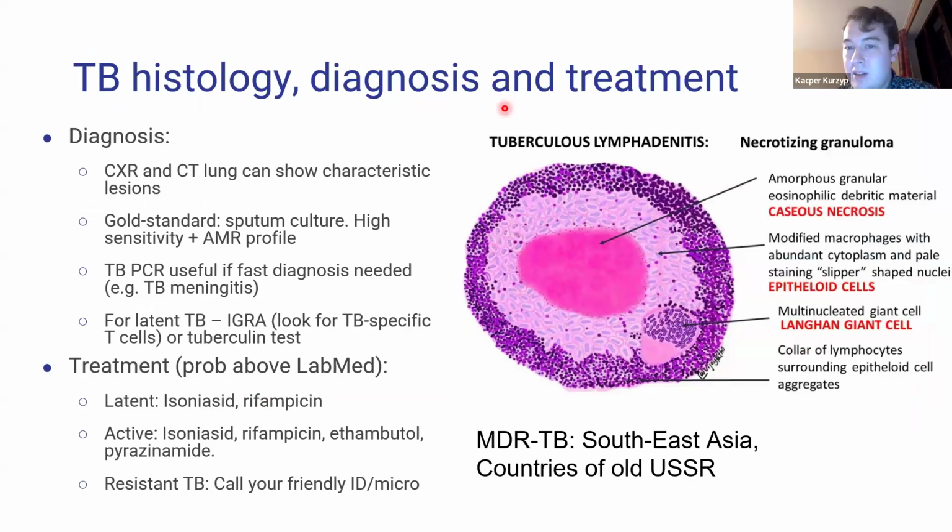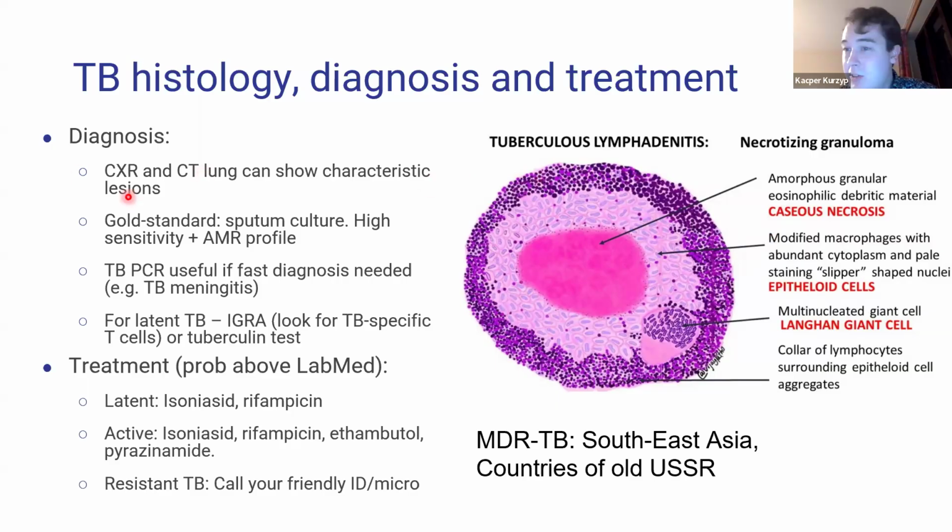For histology, this is your TB histology slide. You get central necrosis, caseous or cheese-like necrosis, surrounded by epithelioid cells, which are the modified macrophages. You can get giant cells, and you get a rim of CD4 positive T cells secreting TNF alpha. That's why anti-TNF agents or HIV increase the risk of TB reactivation.